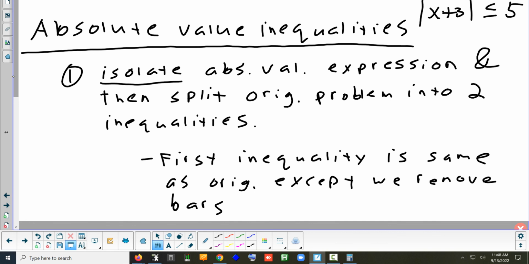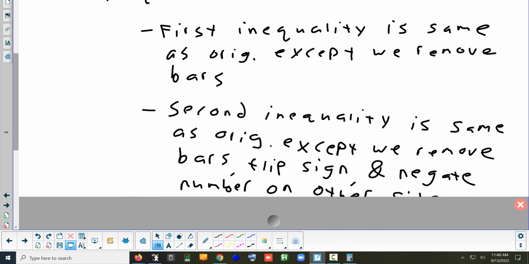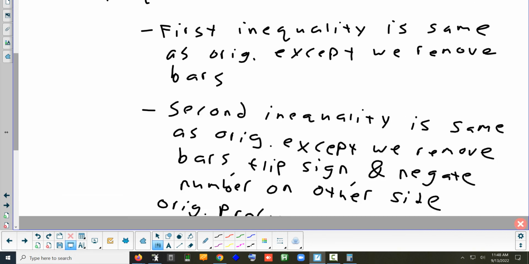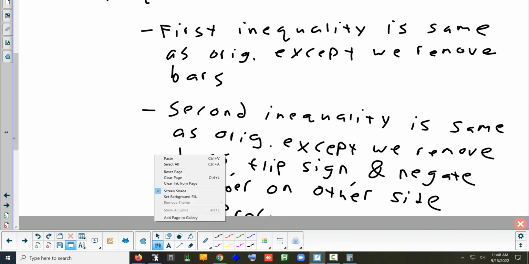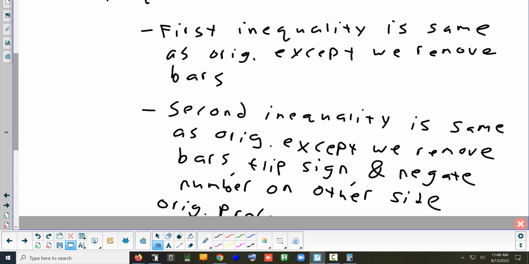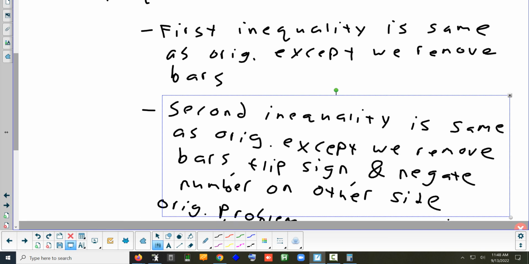So for the second one, we have to do 2 things. Flip that sign and make that number the opposite of what it is now. So there's your first one, and there's your second one. Take out the bars. You have to do that all the time. Flip the sign and change the number from positive to negative or negative to positive.